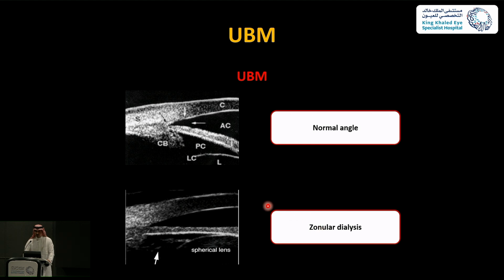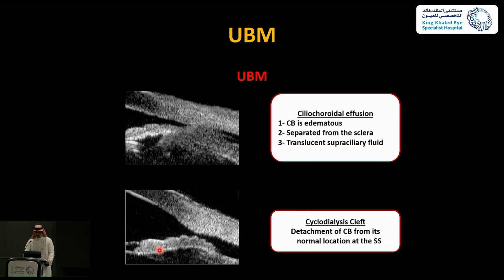Sometimes in patients who are having spherophakia or microspherophakia, you might have zonular dialysis, which can be detected as well using UBM. So you can see here the spherical lens, and you can look at the disrupted zonules here. You can have ciliochoroidal effusion without the presence of cleft, and you can have also ciliochoroidal effusion and the presence of cleft. So what's the difference?